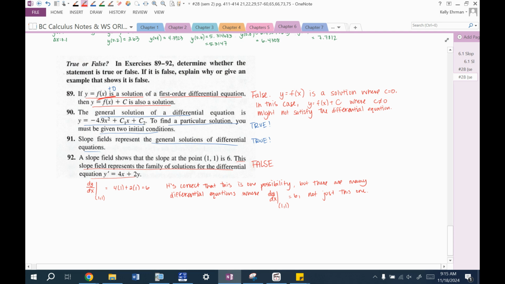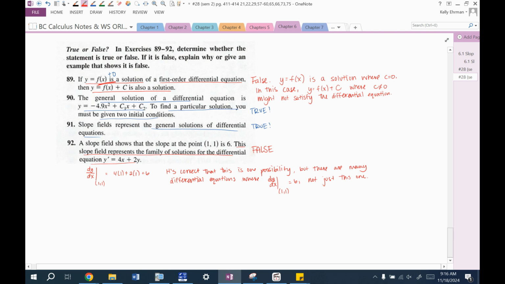90 is true. The general solution of a differential equation is this quadratic. To find a particular solution, you must be given two initial conditions. Yeah, because you need to plug in an x value and a y value to find the constant c, and then you would need a different one to also find the coefficient in front of x. So yes, there are two unknowns there. That's sort of like when they give you an acceleration equation to start off with, and then they give you some value of velocity and some value of position to get to the final position function.